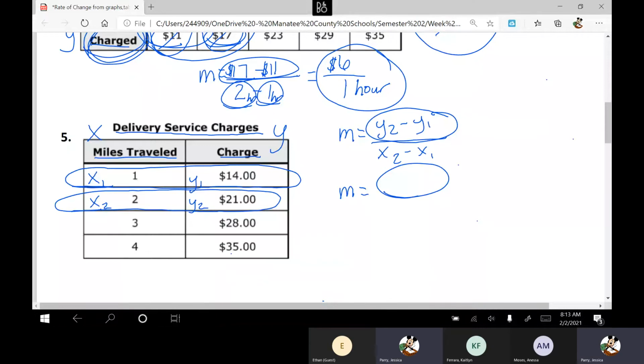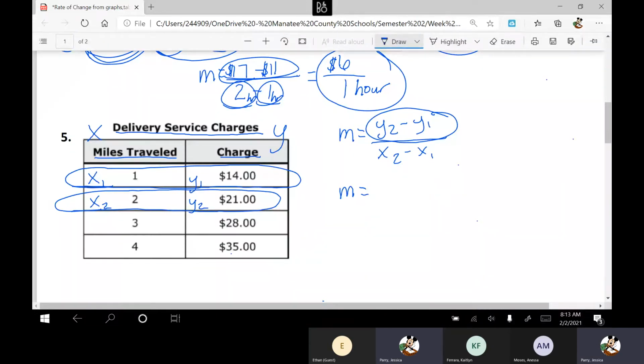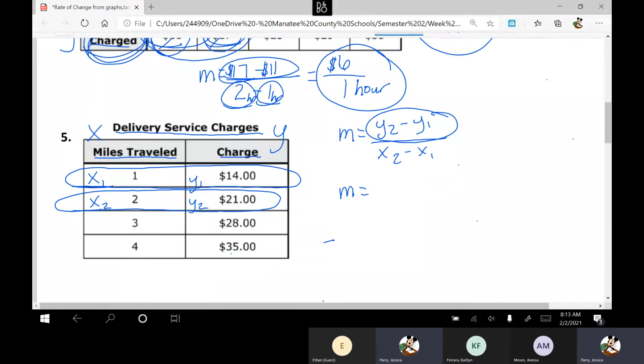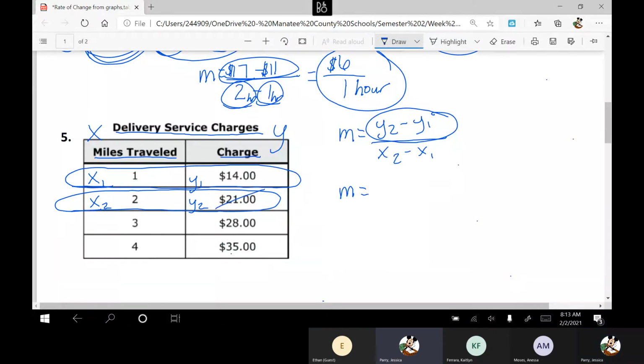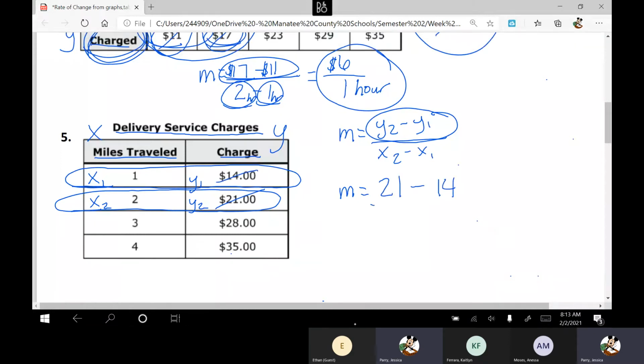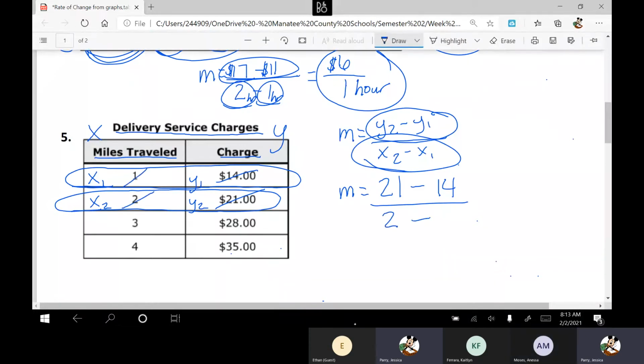And I see, Ethan, you also wrote that 21 minus 14 in the chat. And that is correct. We've got our y2, 21, minus my y1, which is 14, all over. Now let's do the x2 minus x1. What can I put on bottom? What minus what? 2 minus 1. Perfect. We have our x2, which is 2, minus x1, which is 1.